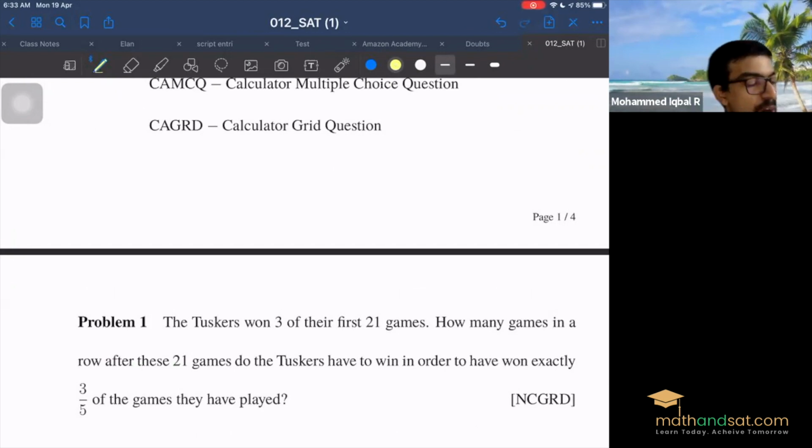The Tuskers won 3 of their first 21 games. How many games in a row after these 21 games do the Tuskers have to win in order to have won exactly 3/5 of the games they have played? Out of the first 21 games, they have already won only 3 games. How many games in a row after these 21 games do the Tuskers have to win in order to have won exactly 3/5 of the games they have played?